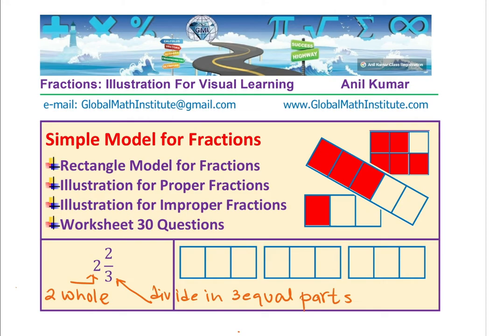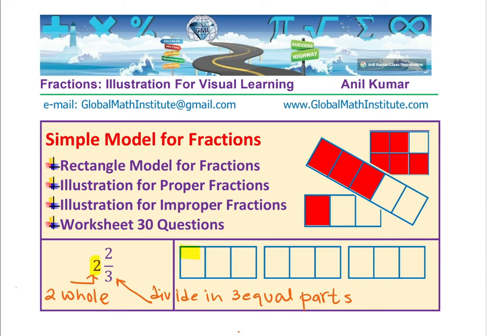So whatever you have, in this case, we have a rectangle. We'll divide it in equal 3 parts. Now we'll select 2 out of 3. Now it says 2 whole and then 2 out of 3. You understand? So first, let me select this part, 2.